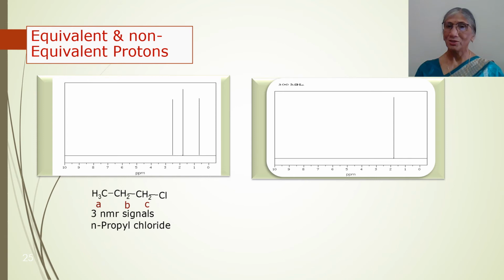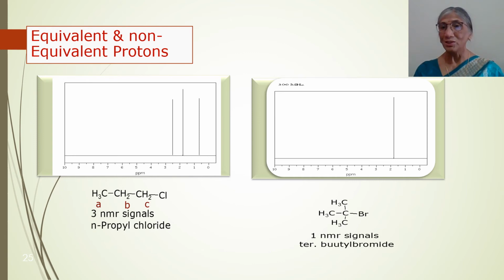is this spectrum. There is only one signal, that is, in this particular compound, all the protons which are present are equivalent protons. See the example of tertiary butyl bromide. Although there are 9 protons, they are present in a chemically equivalent situation. Therefore, they produce one signal, that is, they show the absorption at a particular applied field. Therefore, in this there is only one signal.